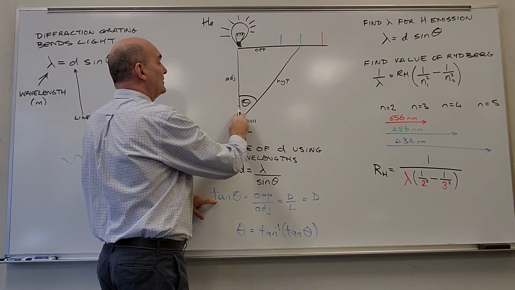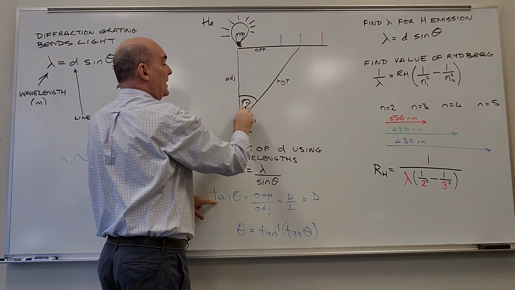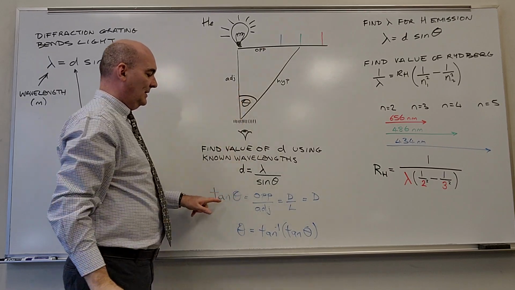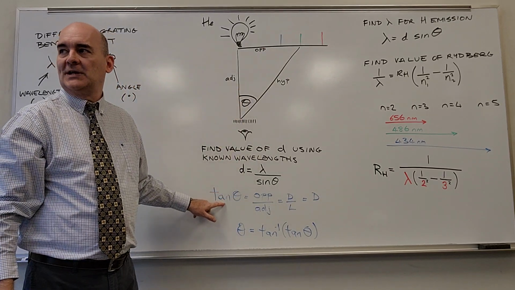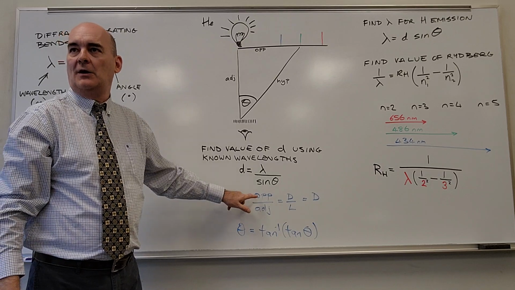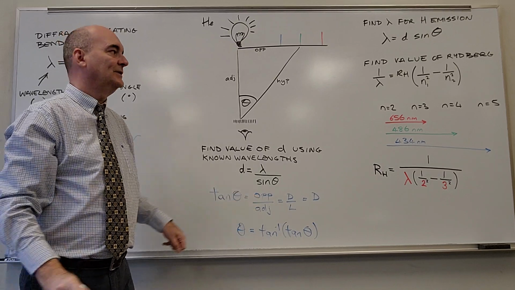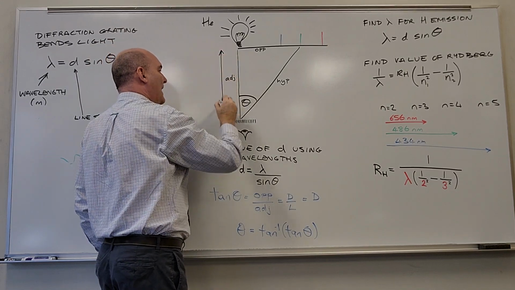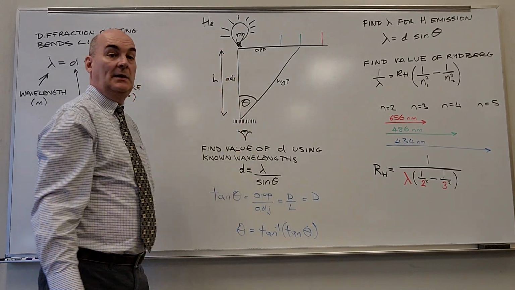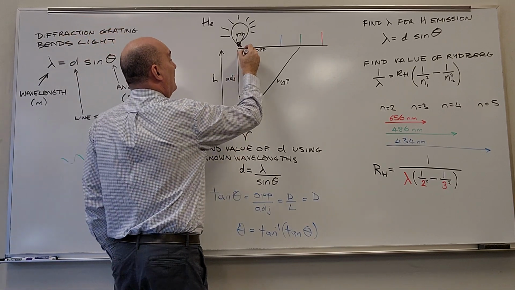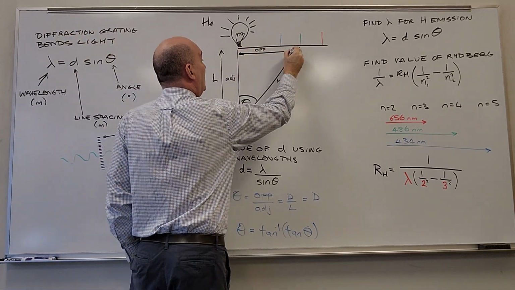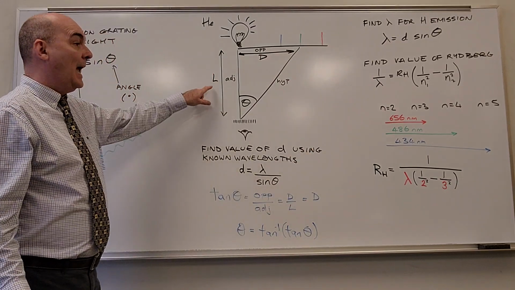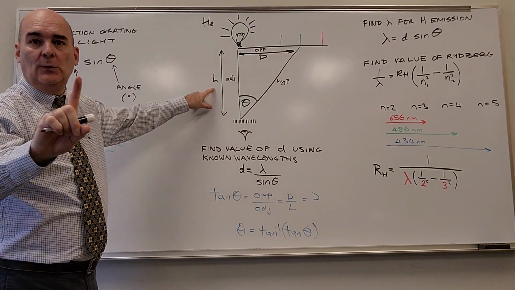The tangent of this angle is the opposite divided by the adjacent. Trigonometry tells us that tangents are opposite divided by adjacent. In our experiment, that value right there is L, and this value here is called D. L, we are going to set to be 1 meter.